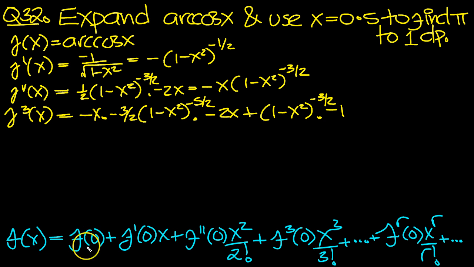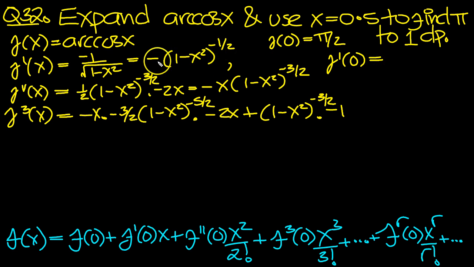So we need the f of 0s, don't we? So let's put them in. f of 0 is arc cos 0. Cosine of pi over 2 is 0, so that's pi over 2. f dash 0, I'll put it here, so we've got room. Put 0 in here, we get 1 to a power, minus 1.